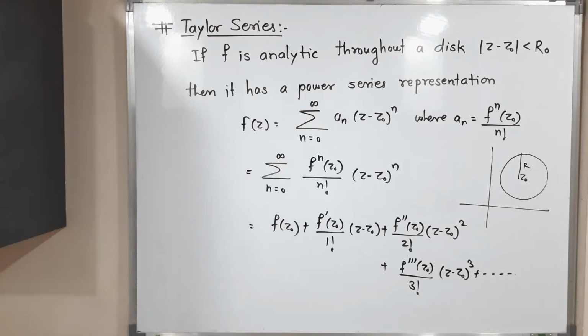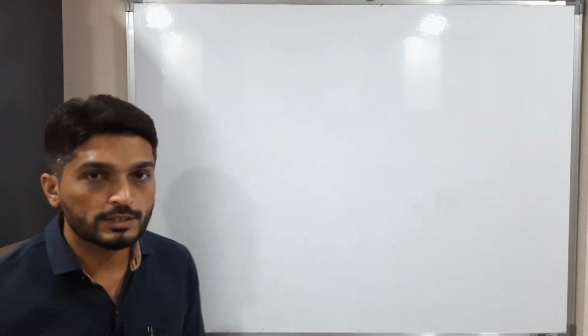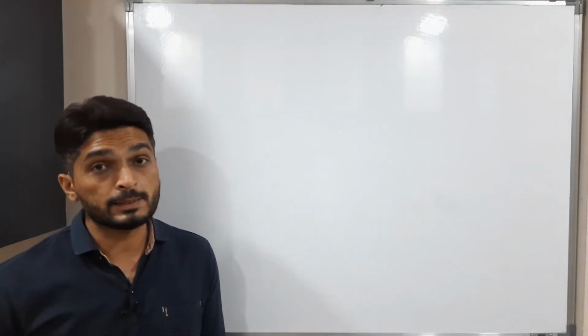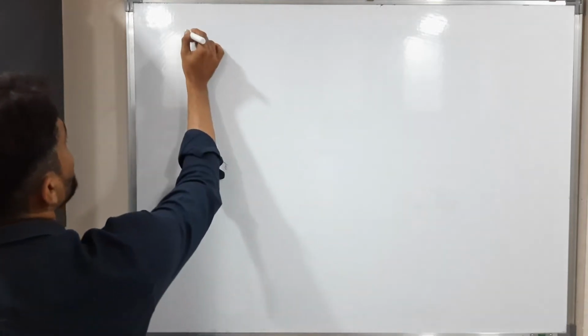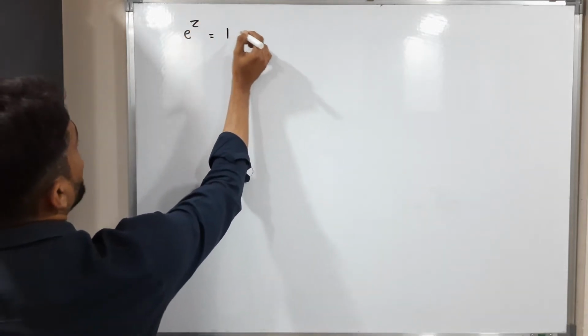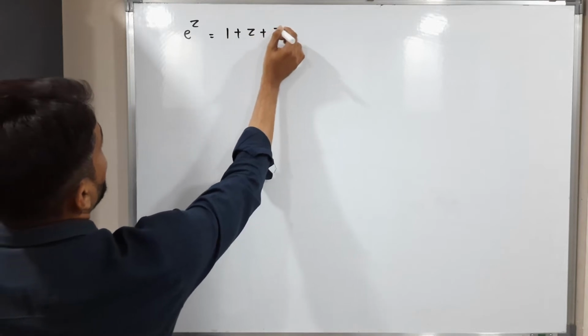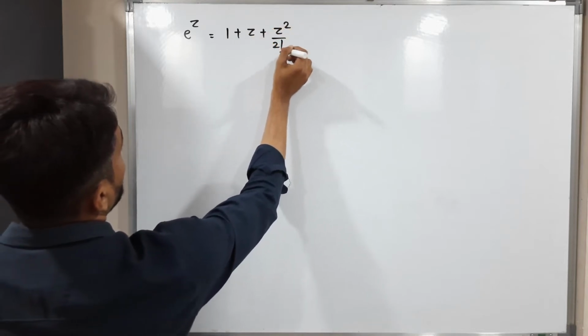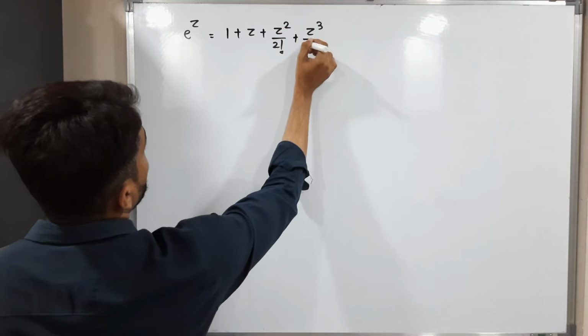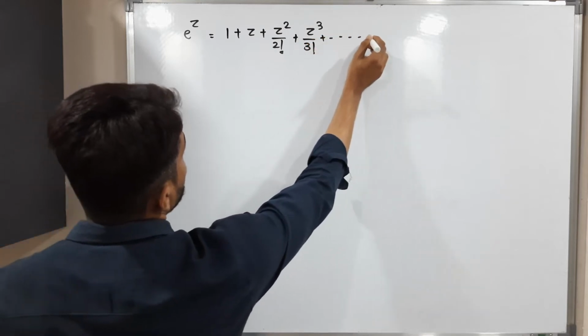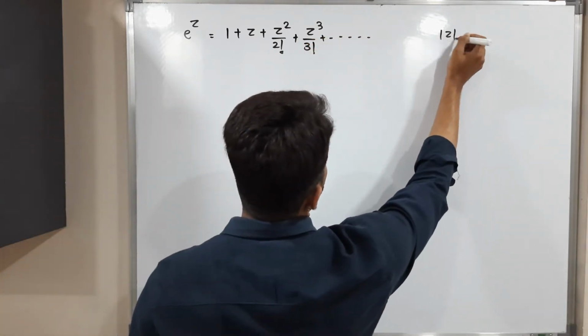Make a screenshot of it, then we will go further. Let us discuss some standard well-known Taylor series about z equal to 0. We will start with the exponential function e raised to z. Its series is 1 plus z plus z square by 2 factorial plus z cube by 3 factorial plus and so on, for mod z less than infinity.